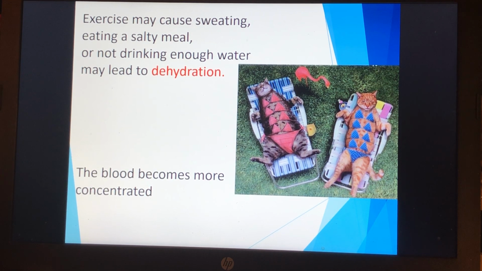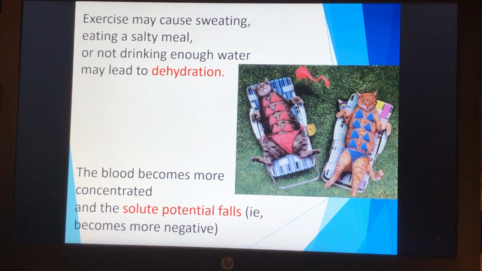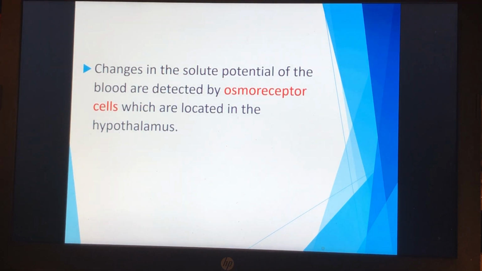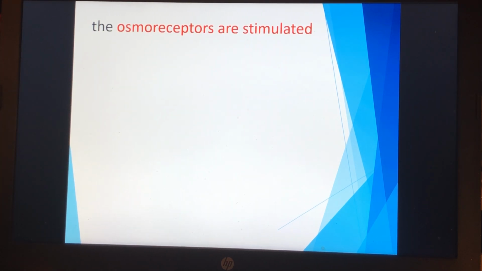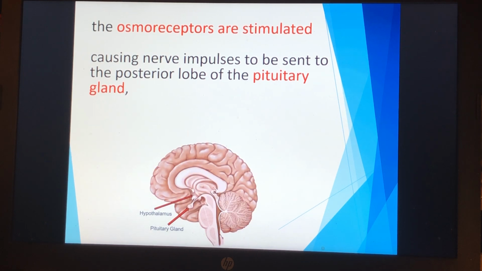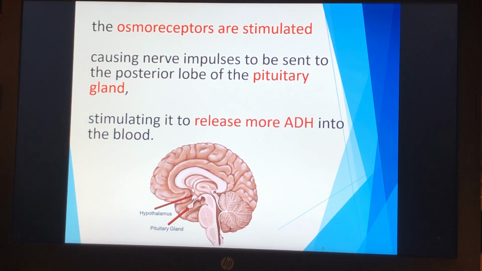Now, that means you're losing water from your blood and then you're sweating it from your skin. That means that your blood is going to become more concentrated, and as a result, the solute potential will fall, in other words, become more negative. Now, you have got special cells in the hypothalamus of your brain, and yes, that's the same place that makes this hormone, but those osmoreceptor cells will detect this drop in solute potential, and it sends impulses to the posterior lobe of the pituitary gland, and that causes the pituitary gland to release more ADH than normal.